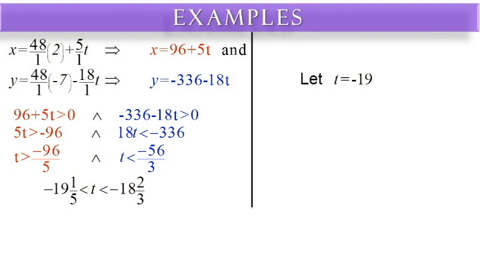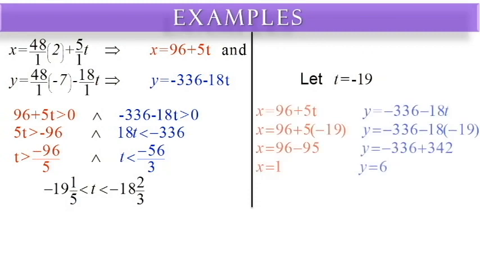So let t is equal to negative 19. So let's find the x. So we have x is equal to 96 plus 5t. Then x equals 96 plus 5 times negative 19. x equals 96 minus 95. Therefore, we have x is equal to 1.